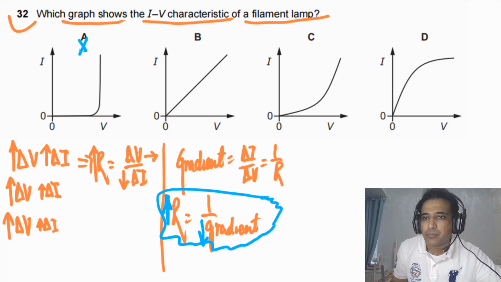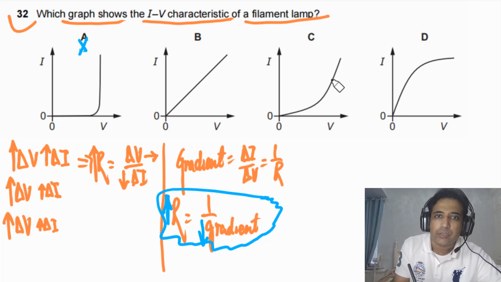And for this part we can take 2 points. Let's say we take 1 point here. If we draw the secant line, and we take another point here, in this case also the gradient is increasing. So this is not for a filament lamp.